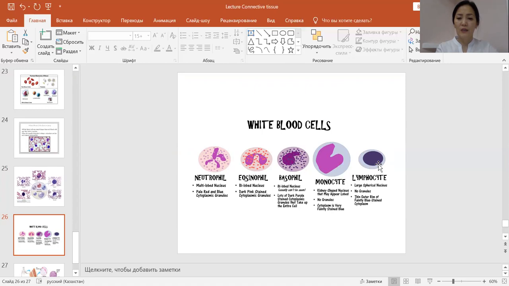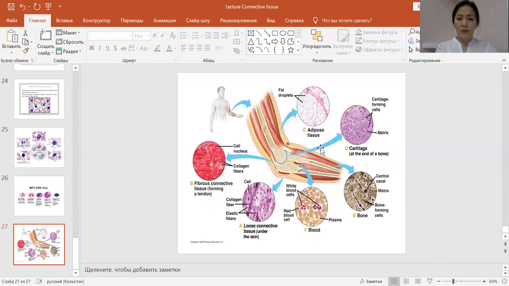And in the last slide, we can see all types of connective tissue. For example, this is the skin. If you remember, we said that the skin consists of epidermis and dermis, and below the skin you can see the hypodermis. In the upper part of the dermis, we can find loose connective tissue. In the deepest part of the dermis, we can find fibrous connective tissue. Also, we can see here tendons, which connect muscle with bone. Tendons are morphologically dense regular connective tissue, which mainly consists of type 1 collagen fibers.